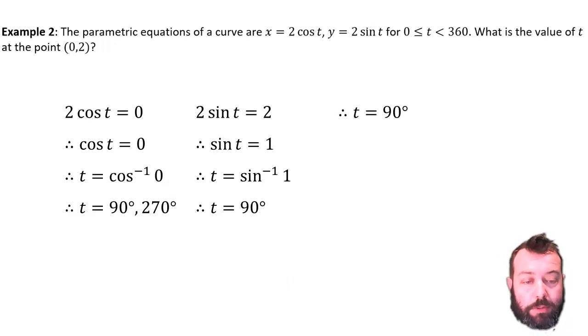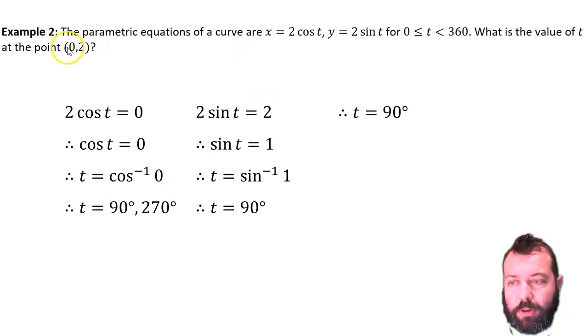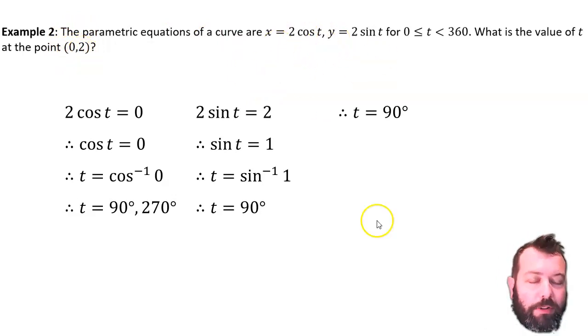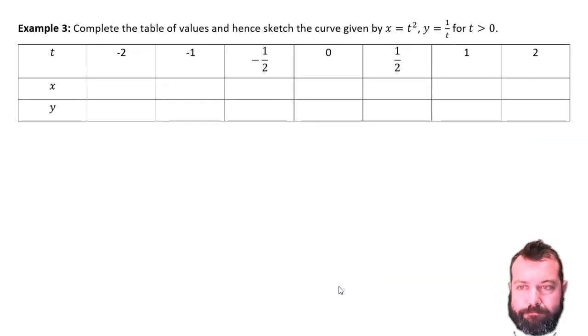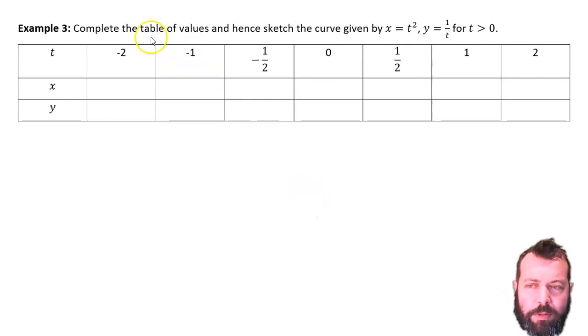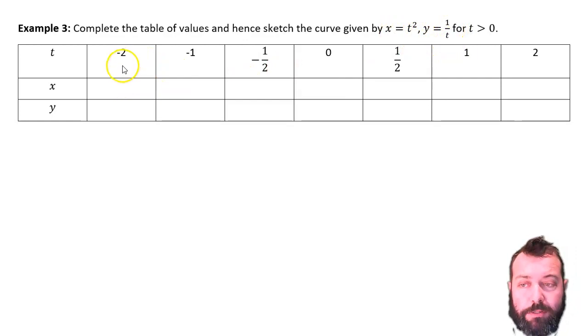Right, so t equals 90, there we go. We substituted those 2 coordinates into our parametric equations. We're going to create a table of values here from our parametric equations, for different values of t, and then we're going to sketch this.